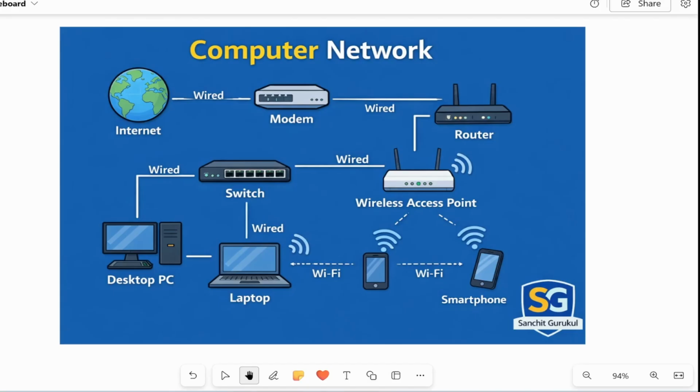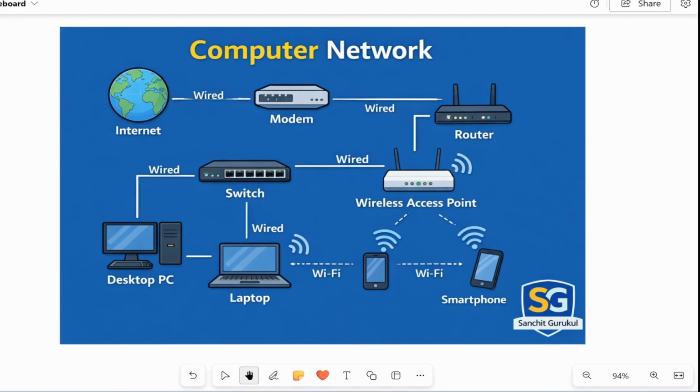Now let us understand why a computer network is important. First, computer networks help us to share data. We can share files, images, videos. Second, computer networks help us to share resources. For example, many computers can use one printer or one internet connection. Networks help in communication. We use email, video calls and chat because of networks. In offices, schools and companies, networks are very important. Without a network, every computer will work as a standalone device. It cannot communicate, and it cannot share data with each other.